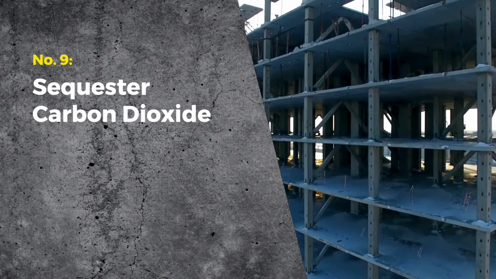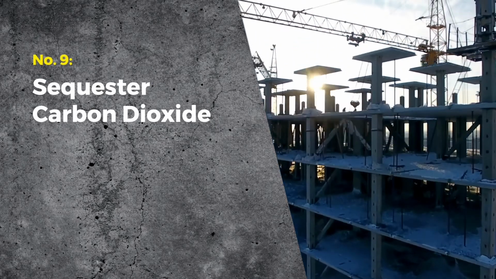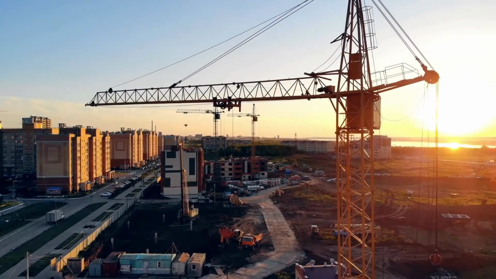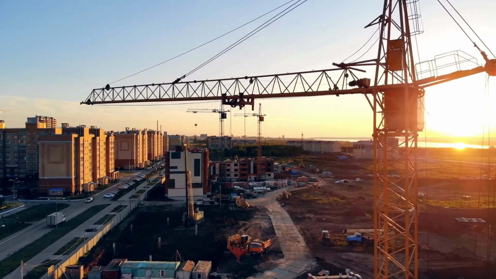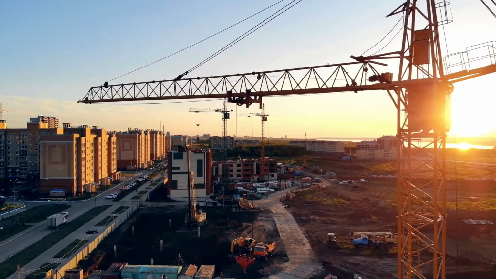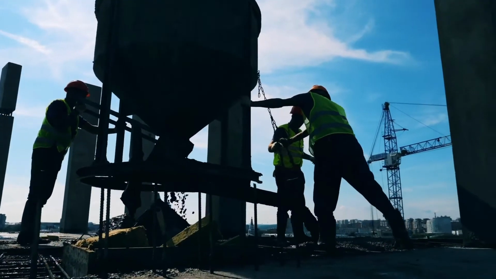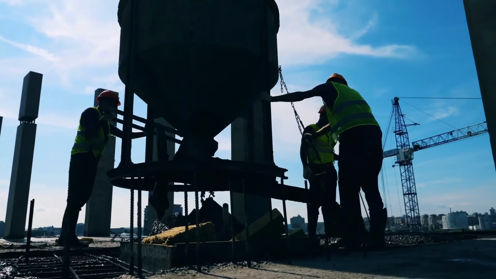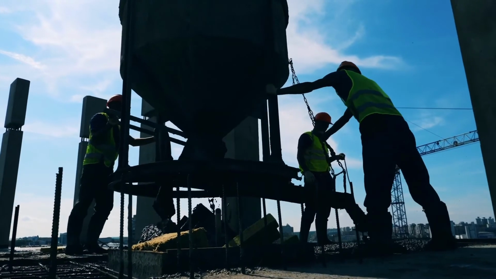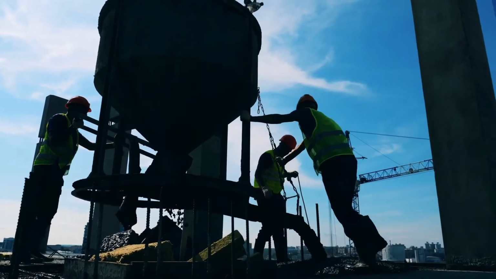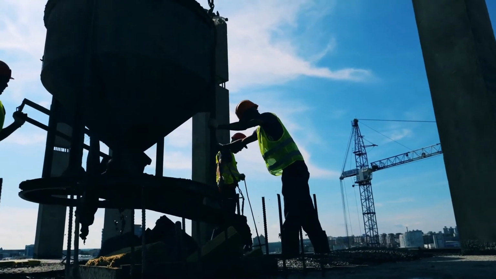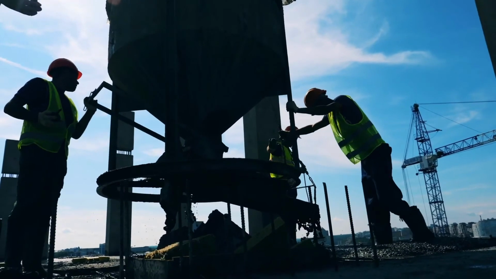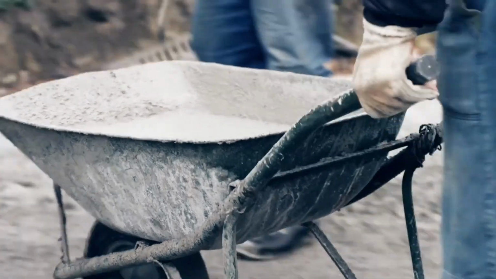The next strategy is to sequester carbon dioxide. CO2 can be captured or sequestered in concrete through natural processes or carbon capture technologies. Carbonation is a naturally occurring process by which CO2 penetrates the surface of hardened concrete and chemically reacts with cement hydration products to form carbonates. For in-service concrete, carbonation is a slow process with many dependent variables. The rate of carbon uptake decreases over time.